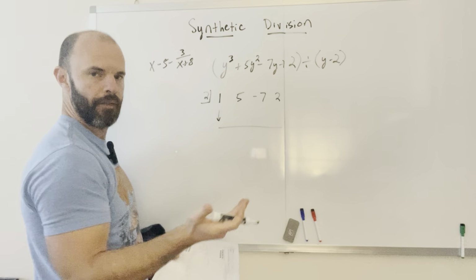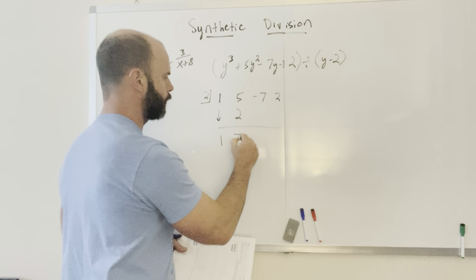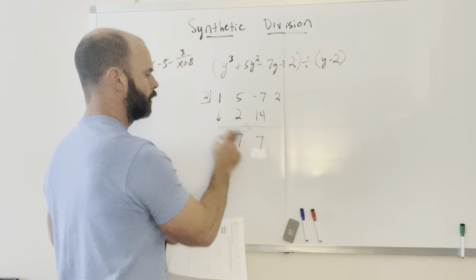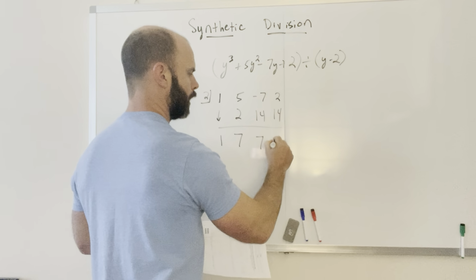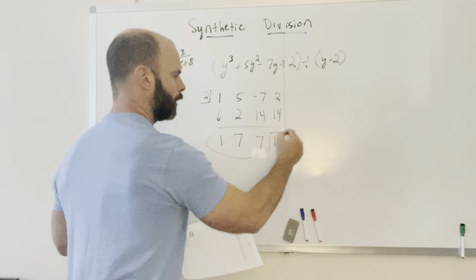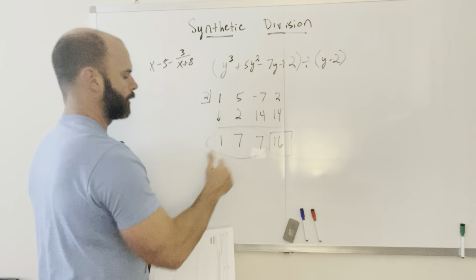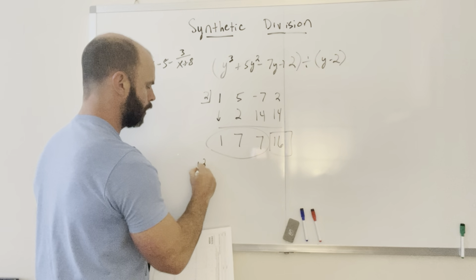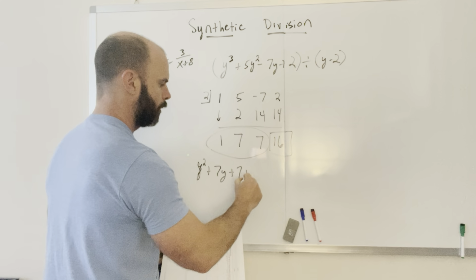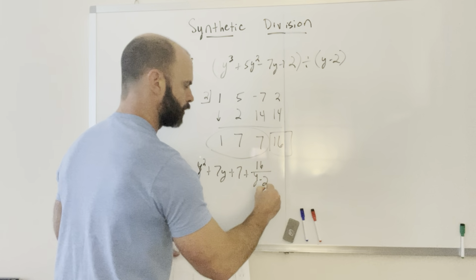Step 1 is always bring down that first coefficient, so it's a 1. 2 times 1 is 2. Add them, so I get 7. 2 times 7 is 14. Add them, I get 21. 2 times 21 is 42, and I get 44. Great. I get 3 terms remaining and a remainder. Okay? So it's always going to be 1 less. So 1y squared, which I'm just going to write y squared, plus 7y plus 7, plus 16 over the denominator, which was y minus 2.